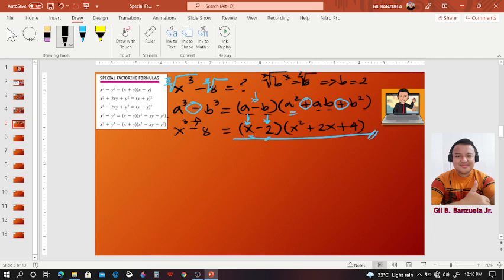Okay, so let's try another one. Supposing I have y cubed minus 27. Again, the first thing that we're going to do, guys, is to check if the first and the second term are perfect cubes. So you have to get the cube root of both terms. The cube root of y cubed is, of course, y. Then minus the cube root of 27.